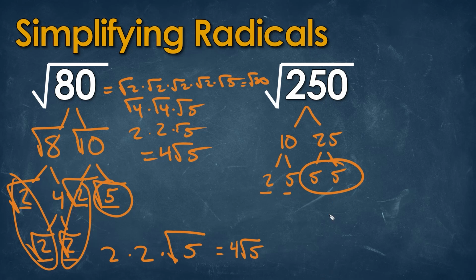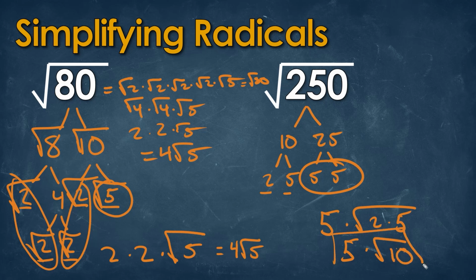Since we have a pair, we'll put that out here. Then we'll take a square root, and whatever doesn't have a pair, we put in here. So now multiplying that out, we're going to have 5 times the square root of 2 times 5, which would be 10. So our answer is 5 square root of 10.